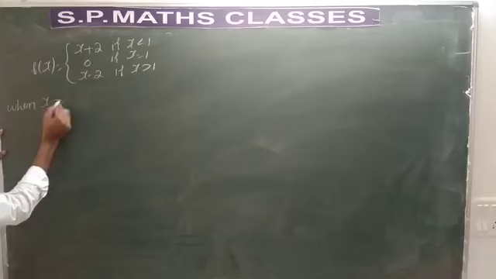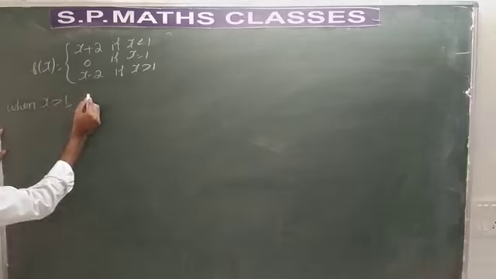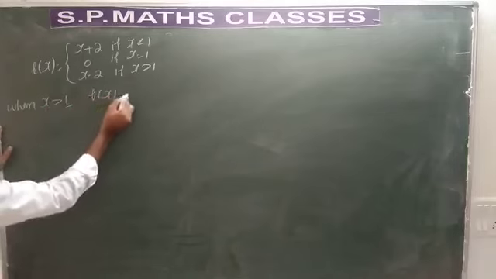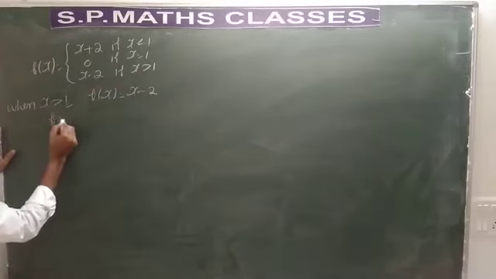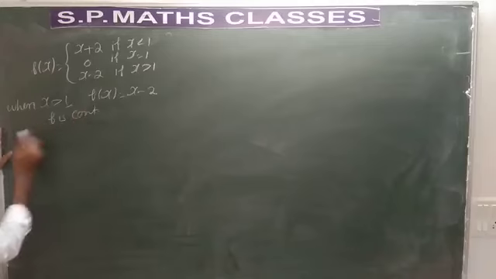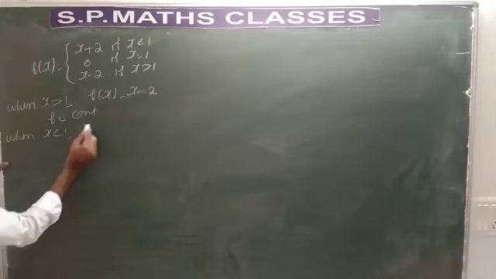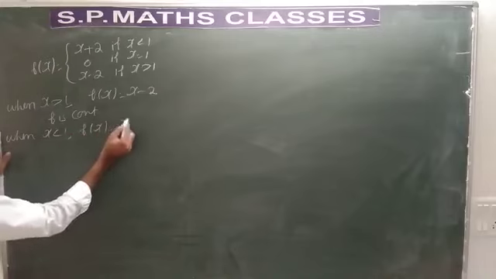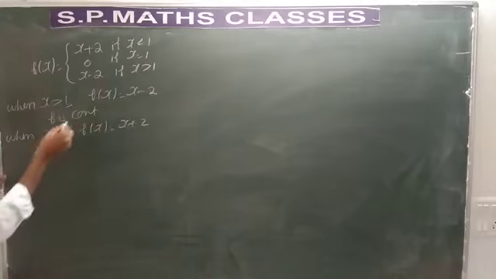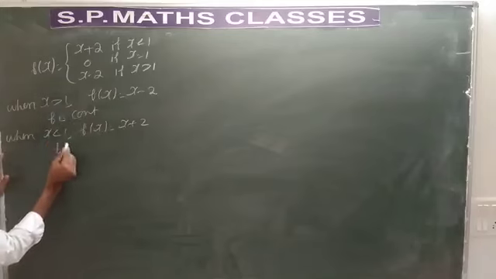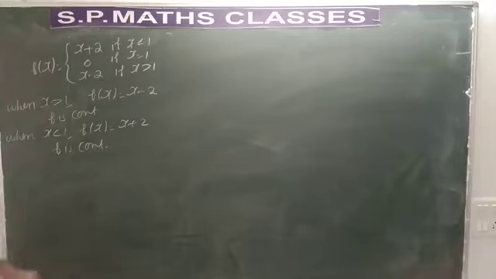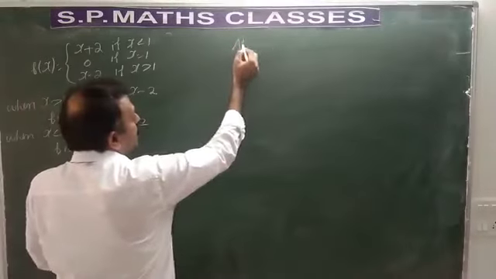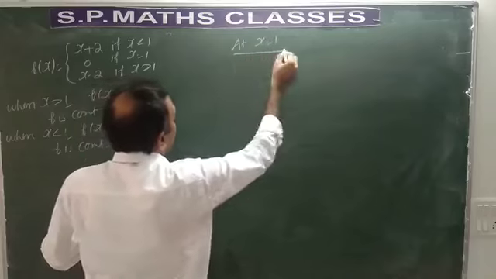When x is greater than 1, f of x is x minus 2. So x minus 2 is a polynomial, f is continuous. When x is less than 1, f of x is x plus 2. You know it is a polynomial. I conclude f is continuous. We need to test at x is equal to 1.